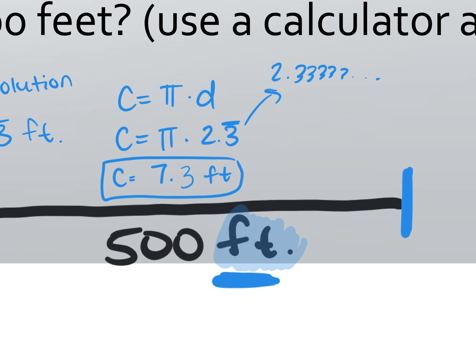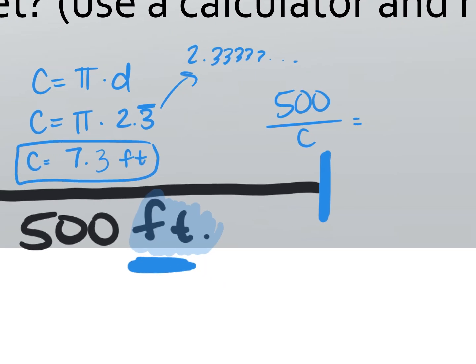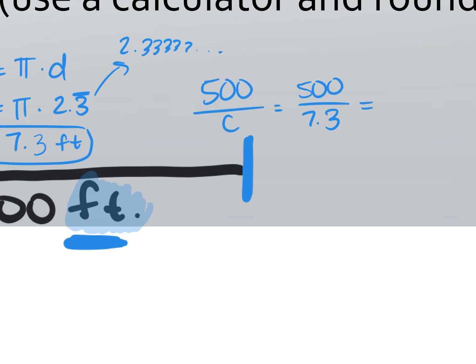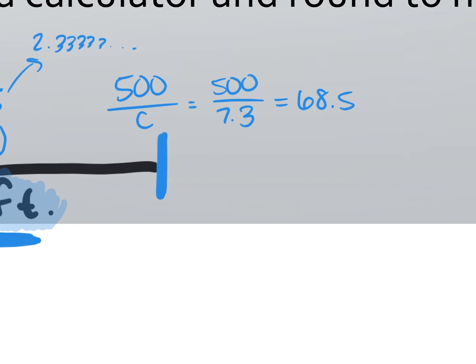Okay, so now we found out how far it goes in one revolution, right? It's 7.3 feet. How do we find out the number of revolutions it'll take to reach the full distance? Very good. Divide the 500 by the circumference, and that'll give you the number of revolutions. So if you do 500 divided by 7.3, 68.5 revolutions.